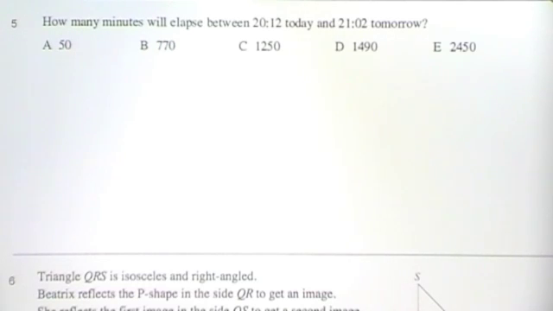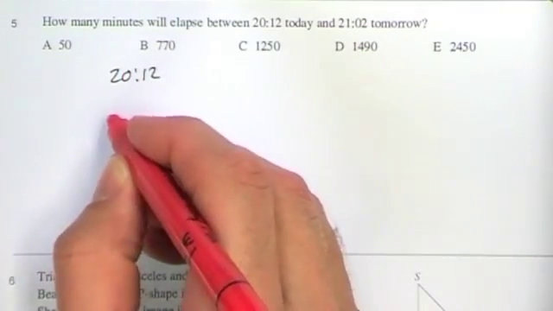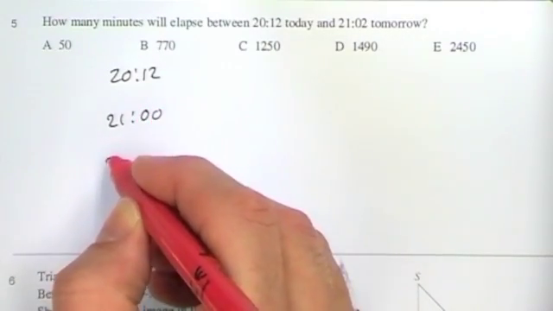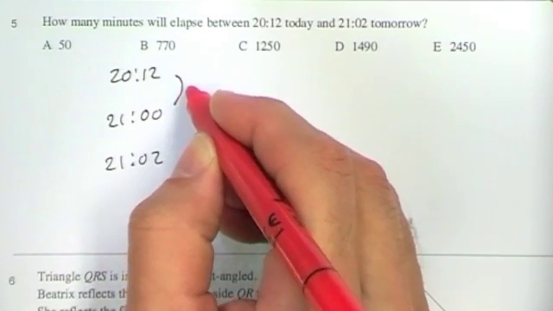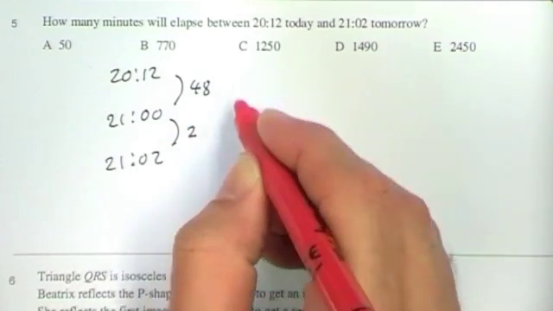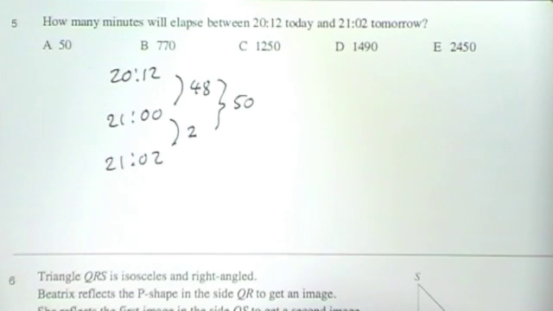Question 5. How many minutes will elapse between 2012 today and 2102 tomorrow? Let's just see it for today. I'm going to start at 2012 and go to 2102. In fact, I'll go to 2100 hours, then I'll go to 2102. I'm happy with that because there is going to be 48 minutes, and then that's another 2 minutes. So today we've got a total of 50 minutes to take us to the correct time.